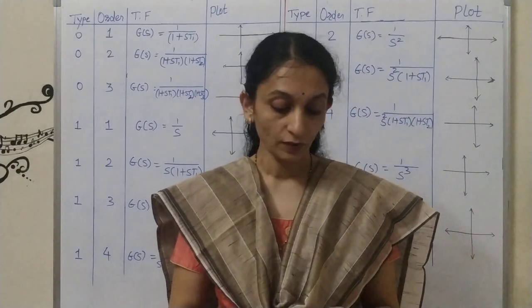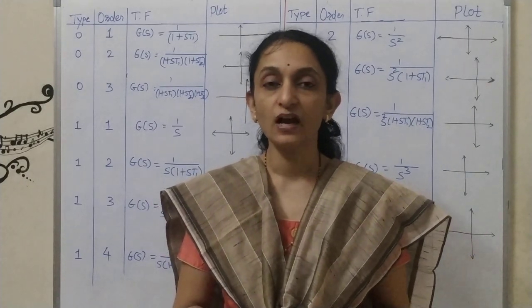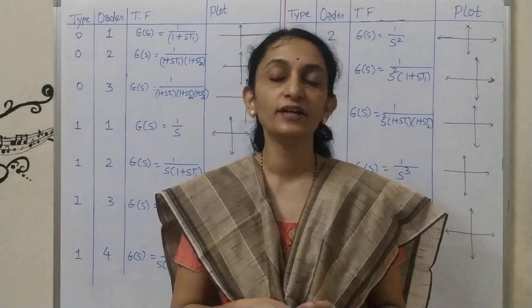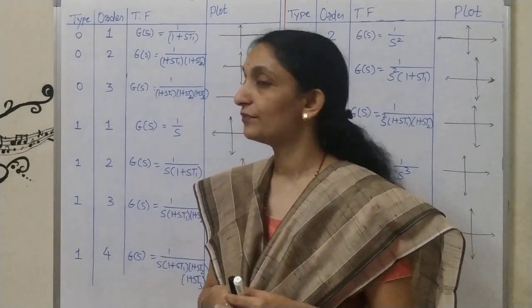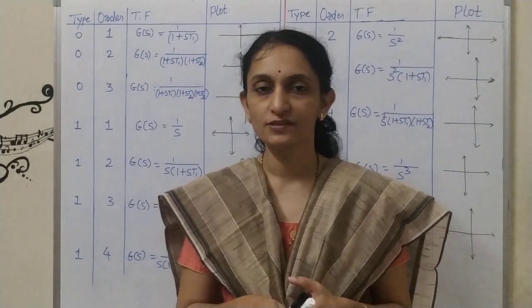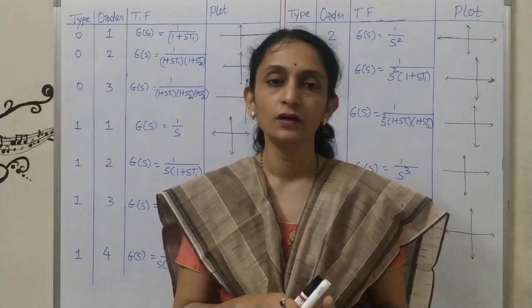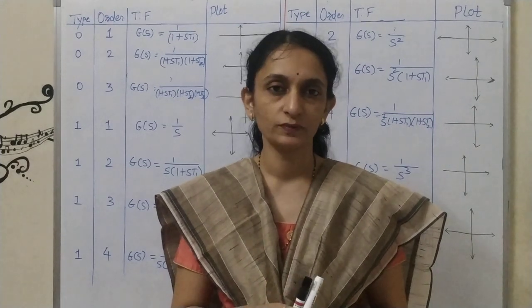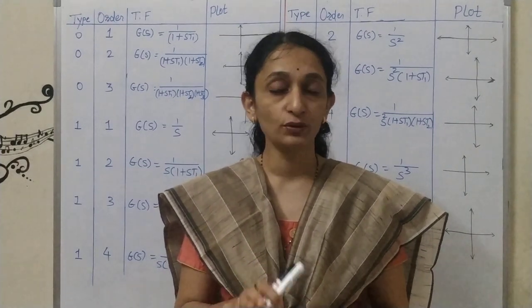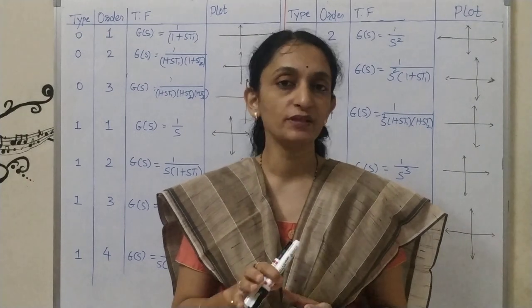Hello students, in this lecture we will see how to draw polar plot according to type of the system. Before starting I will revise the concept of type of the system. What is type of the system? Number of poles at origin will give you type of the system. If no pole is at origin, then type of system will be 0.